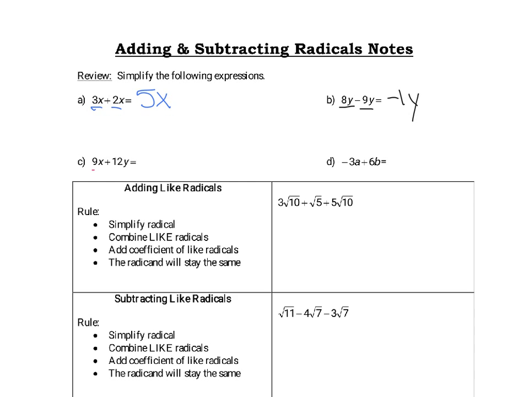C, I see that's a 9x, and this is a 12y. You cannot combine, so therefore the simplified answer would be 9x plus 12y. And D, negative 3a plus 6b. Again, the variables are not the same. They're different, so therefore I cannot add these. So the simplified version would be negative 3a plus 6b.